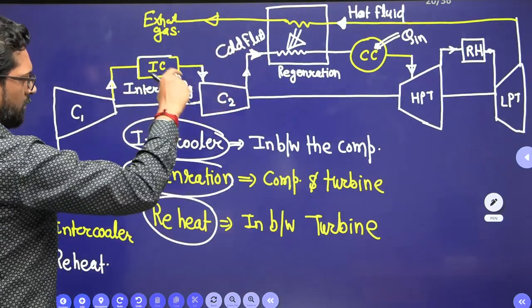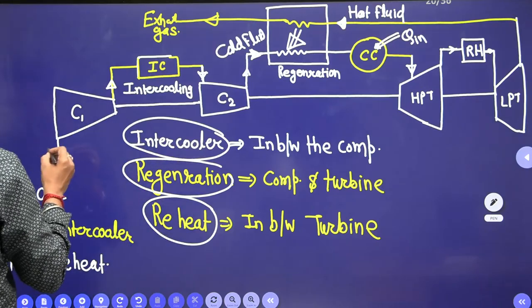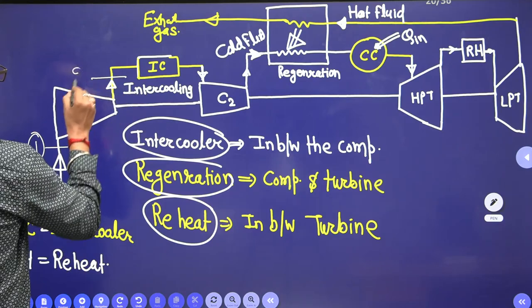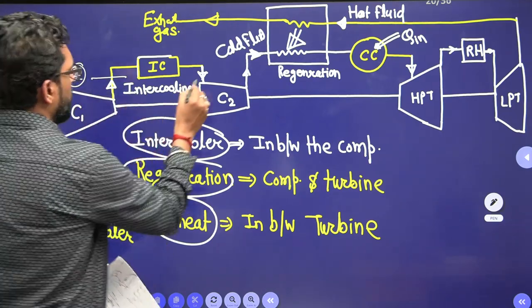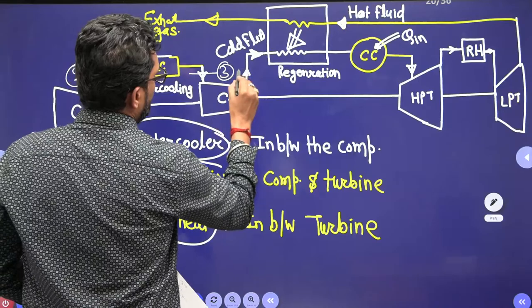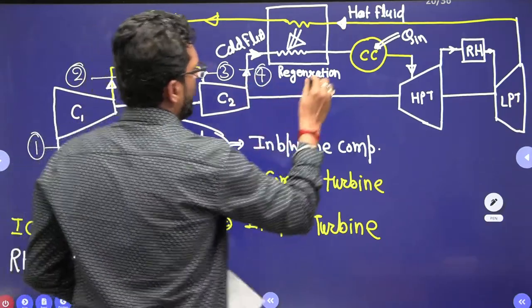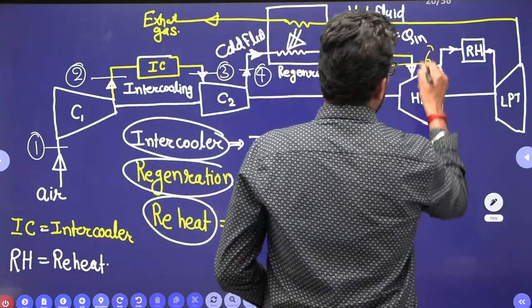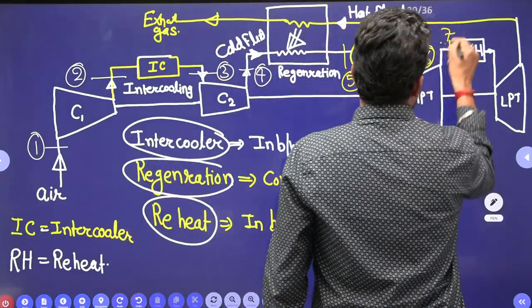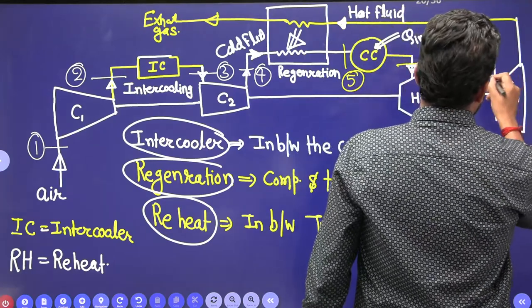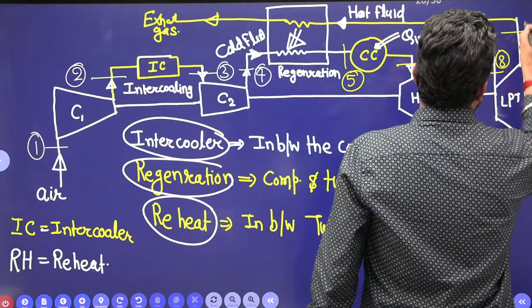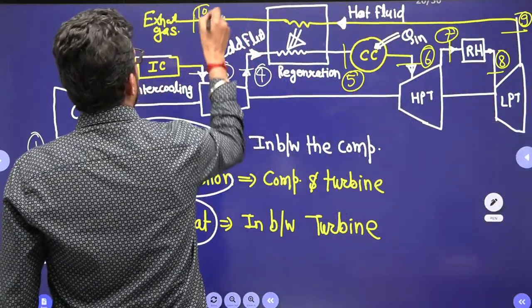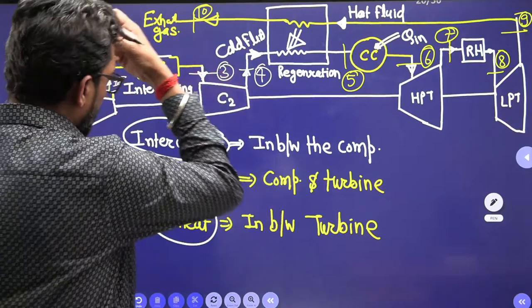We can draw like that: 1, 2, 3, 4, 5, 6, 7, 8, 9, 10. Right?